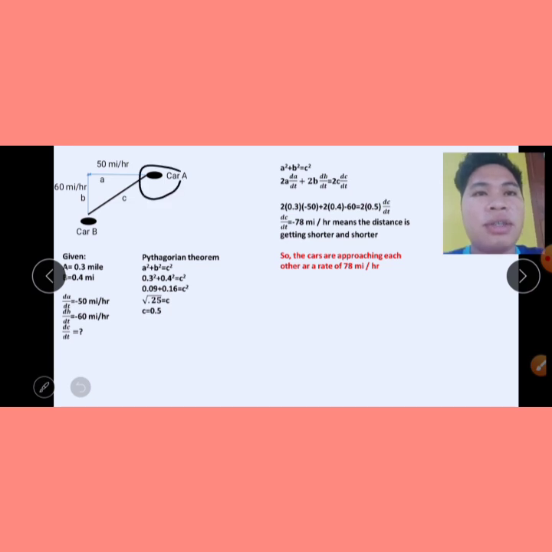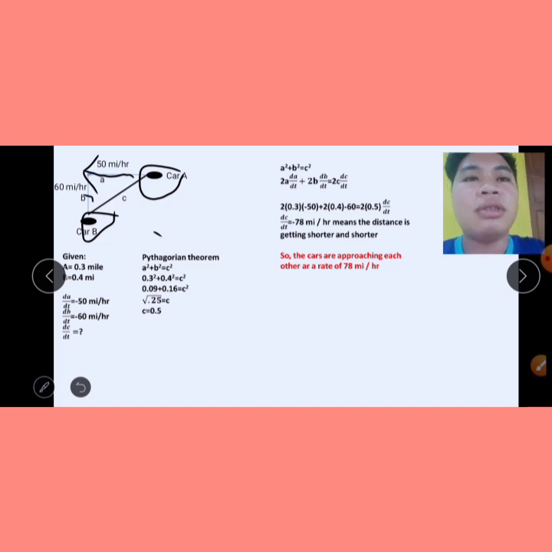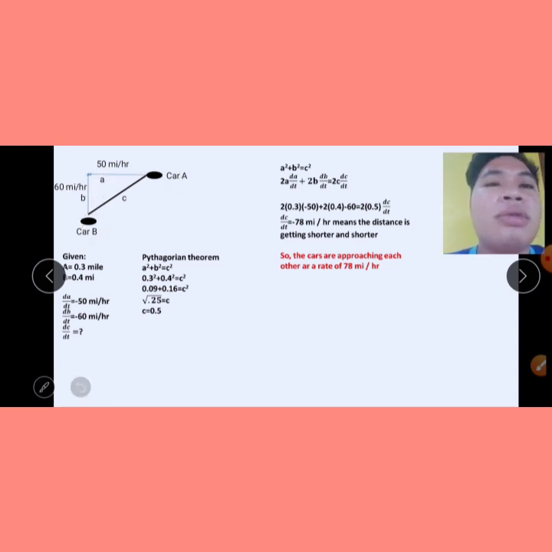Car A is traveling 50 miles per hour going west, and car B is traveling north at 60 miles per hour. The given is A is 0.3 miles and B is 0.4 miles. dA/dt is negative 50 miles per hour, and dB/dt is negative 60 miles per hour. The reason they are negative is because the cars are approaching each other at the intersection, meaning they're going to meet.